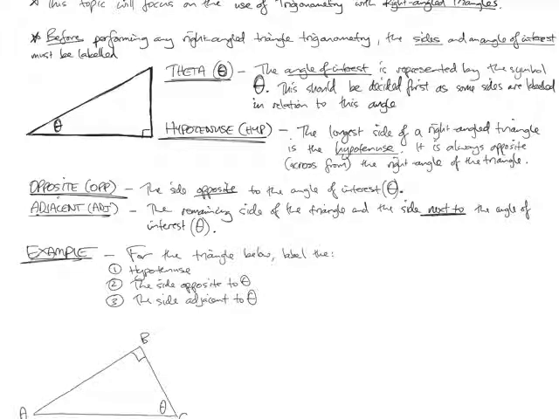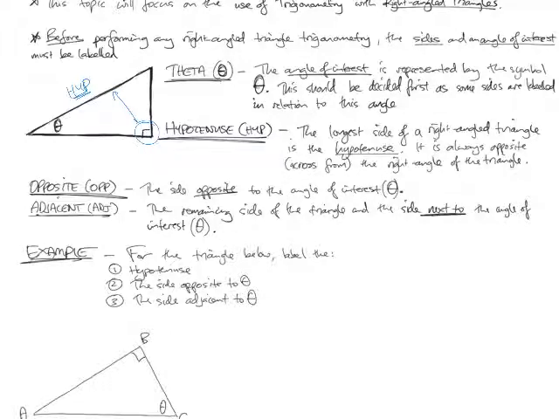Second, hypotenuse, HYP. The longest side of a right-angled triangle is always the hypotenuse. It's always opposite or across from the right angle of the triangle. So what you'll notice here is the right angle's here, so the side opposite to it is the hypotenuse. So label that as HYP.